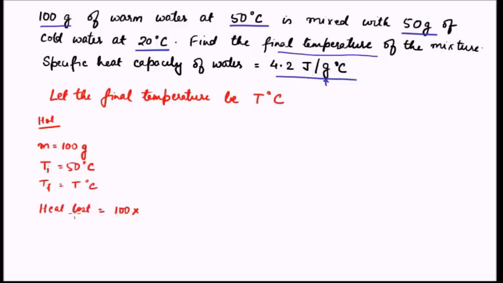So heat lost is equal to mass into specific heat capacity into change in temperature. Change in temperature, this will be lower, this will be higher. So I will write 50 minus T. We should note that we have already written heat lost, so it should not be T minus 50, as then it will again give a negative value. Rather, it will be the higher temperature minus the lower temperature. So if I simplify it, we will get 420 times (50 minus T) joules. I will leave it at this for the time being.